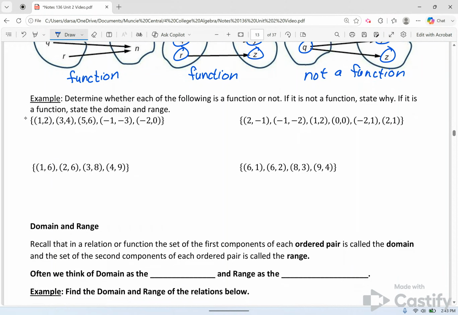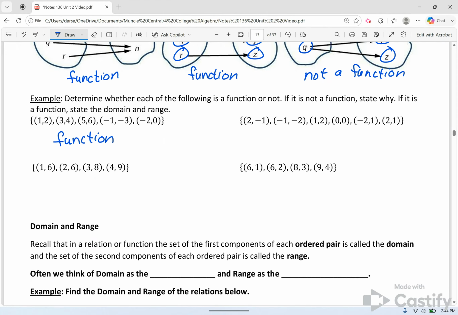So if we look at this first example, when x is 1, y is 2. One answer. When x is 3, y is 4. When x is 5, y is 6. When x is -1, y is -3, and so on. And so we can see for every x there is one answer y, and this one is a function.